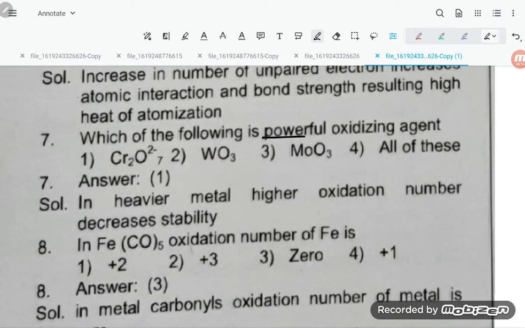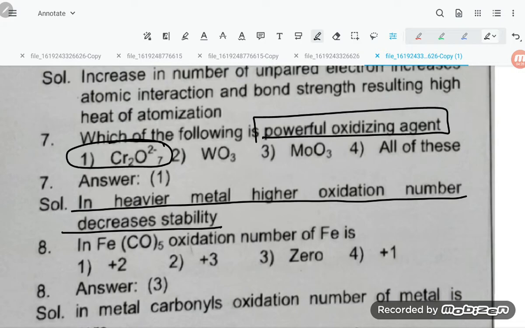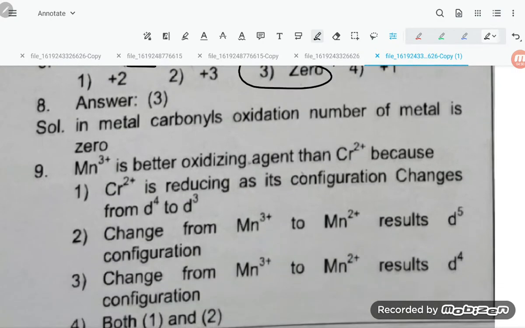Which of the following is a powerful oxidizing agent? Dichromate ion is the strongest oxidizing agent. In heavier metals, the higher the oxidation number, the greater the stability decreases, so being unstable it is the strongest oxidizing agent, with +6. In Fe(CO)5, the oxidation number of Fe is 0, because CO is a neutral ligand. In metal carbonyls, the oxidation number of the metal is 0.